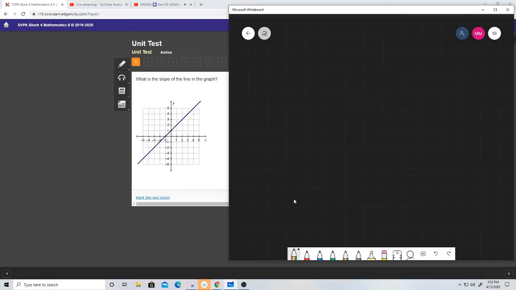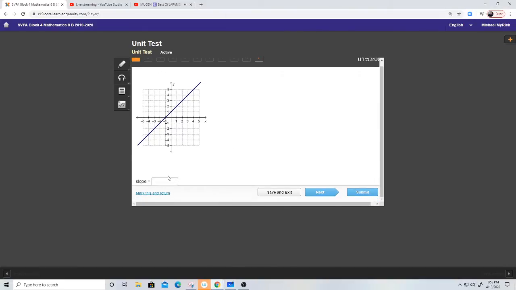We'll start here, we'll go up 1. Remember that goes on top. Fraction sign, and then we go right 1. Since we went up, that's positive. We went right, that's positive. What's 1 divided by 1? That is uno. Oh yeah, 1.